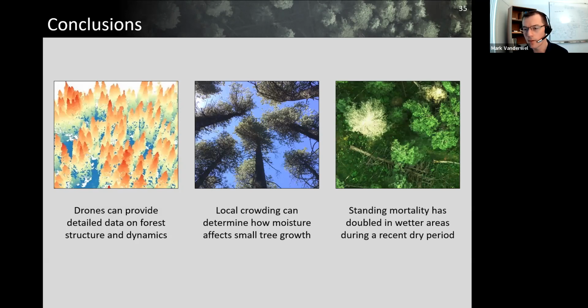Finally, I looked at how mortality rates have changed in response to an increasing drying trend over the last 5 or 6 years. And we found that there has been a doubling of standing mortality rates for different tree species, but that these increases in mortality have been concentrated within the wetter areas of my landscape. And trees that were growing in drier parts of the landscape have been a little more robust to the dry conditions that have been present for the last few years.